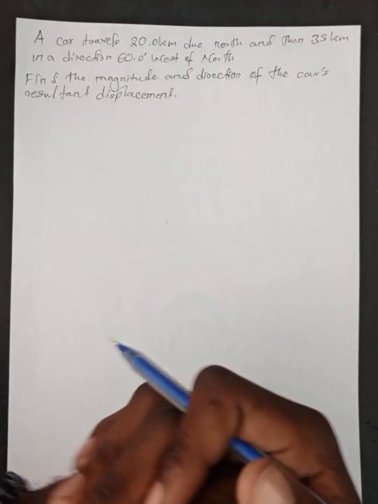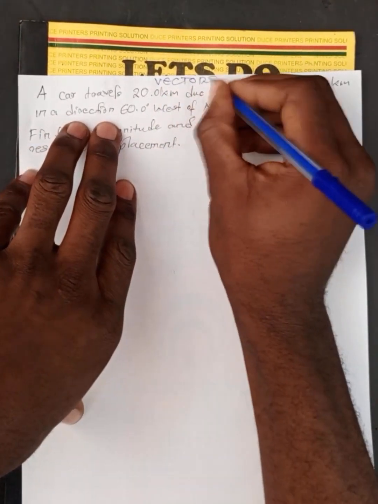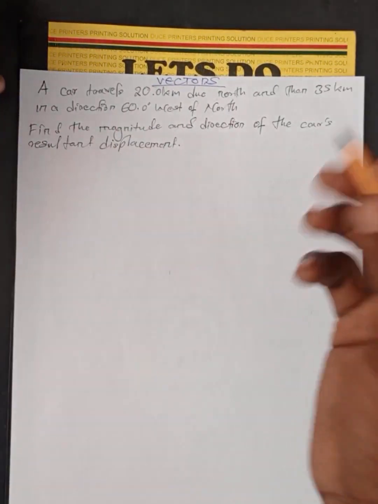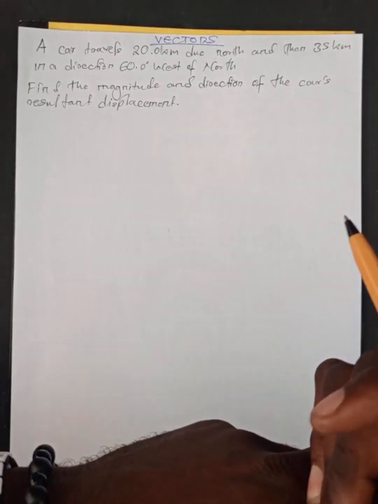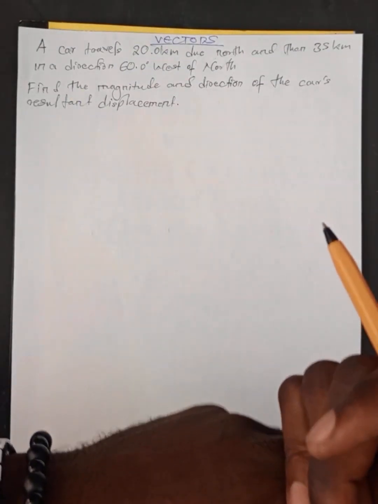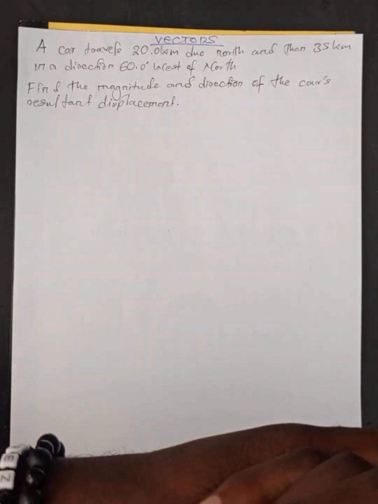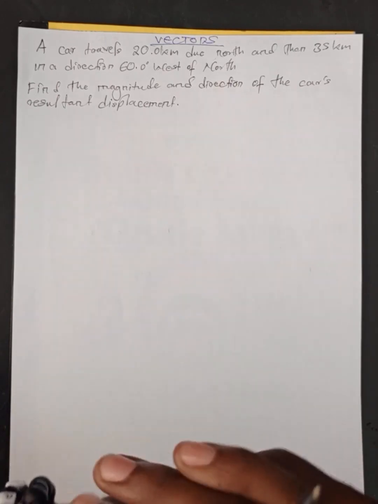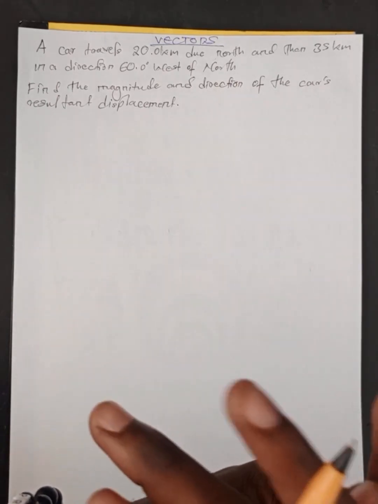Today we are looking at vectors. So the question is saying a car travels 20 kilometers due north and then 35 kilometers in a direction 60 degrees west of north. Find the magnitude and direction of the car's resultant displacement.